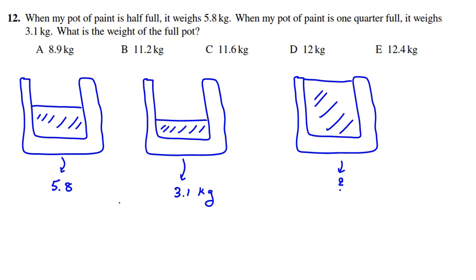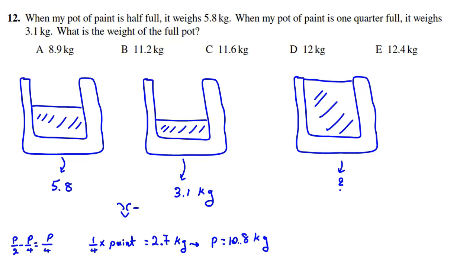Now, if you subtract these two cases, then the weight of the pot will be cancelled. Half minus 1/4 of the paint, for example we call the paint P, equals 1 over 4. So P over 4 equals the difference, 5.8 minus 3.1, which is 2.7. So if we multiply by 4, 4 times 7 is 28, 4 times 2 is 8, plus 2 is 10, so P is 10.8 kilograms.